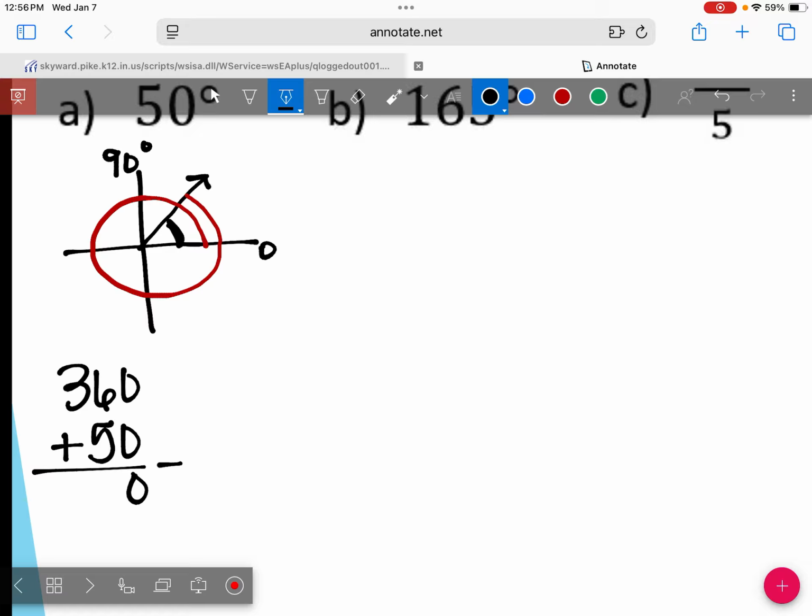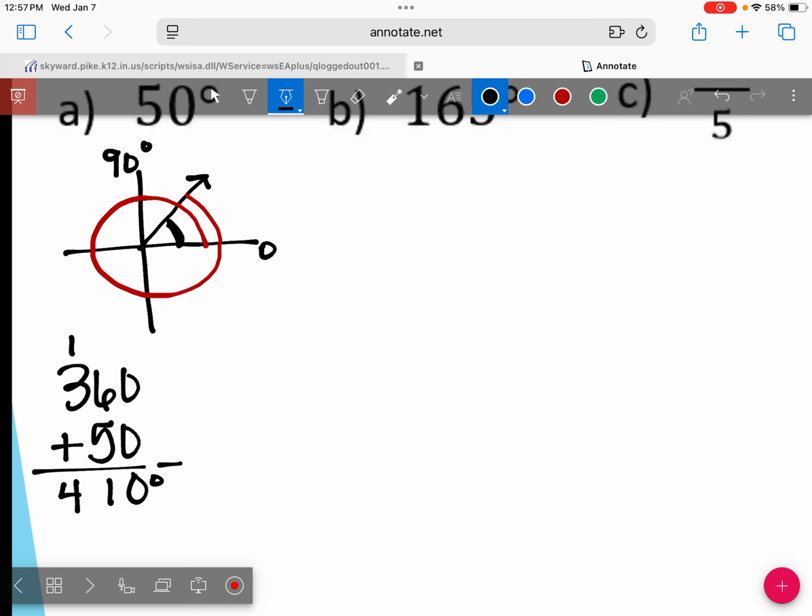So we got 0. What's 6 plus 5? 11. Carry the 1. 3 plus 1, 4. So 410 degrees, that's the measure of the red angle. But it stopped at the same place as 50 degrees.